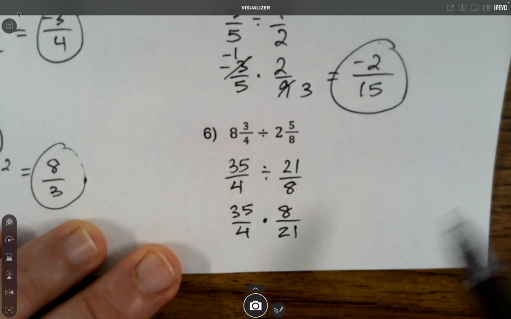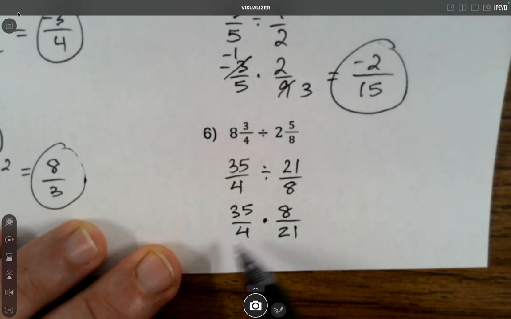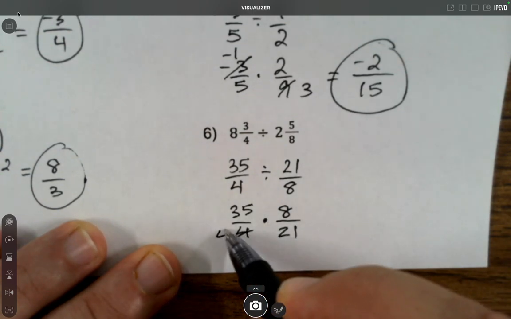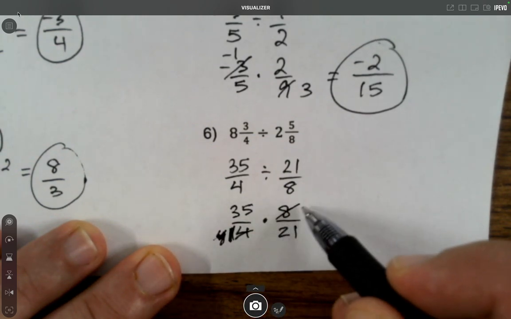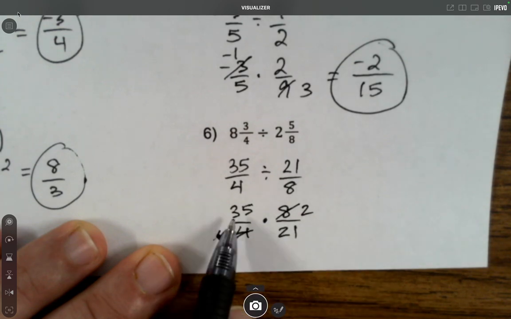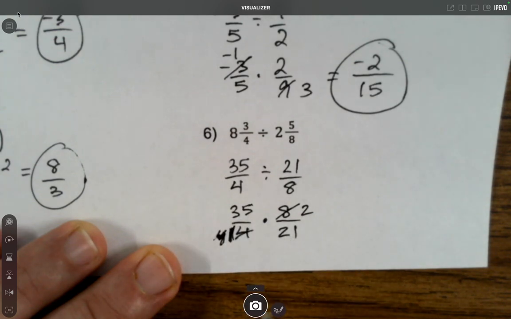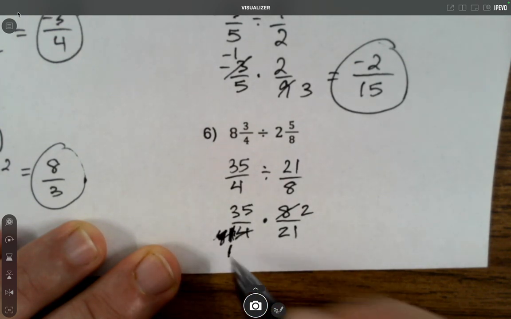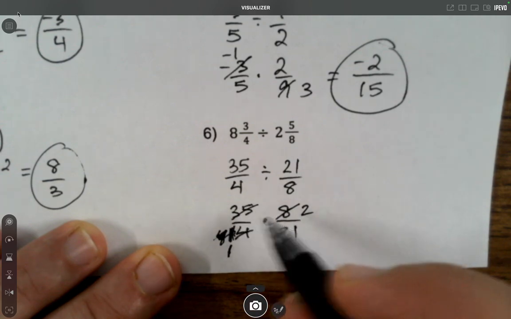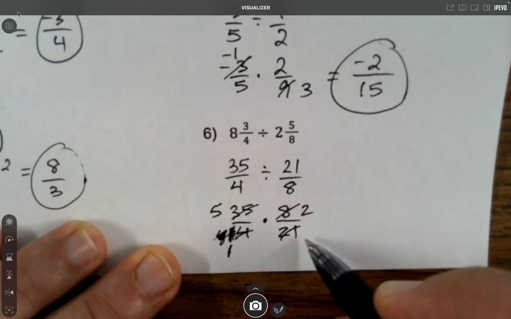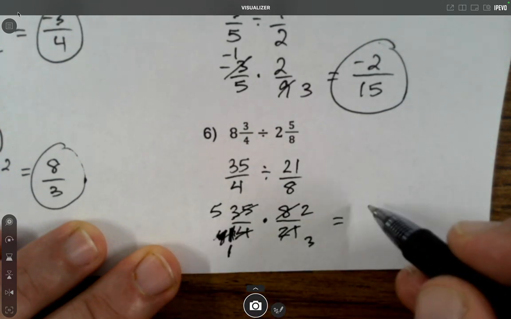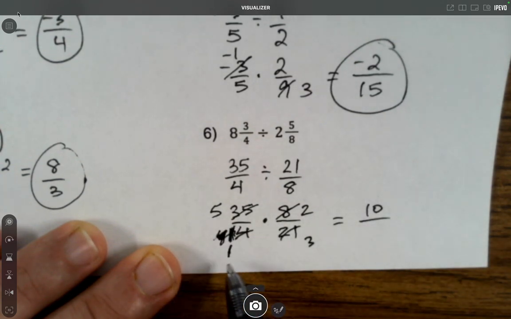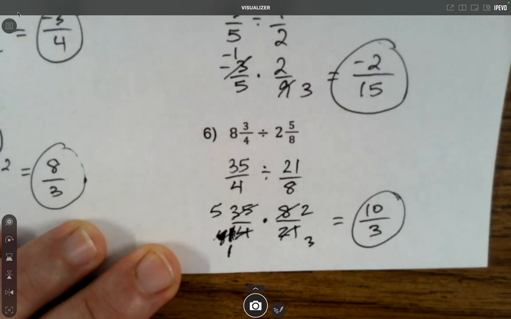But back to this problem, we have a lot we can cancel out. 8 and 4 are both divisible by 4. Sorry, so that'd be 1. 8 divided by 4 is 2. 35 and 21 are divisible by 7. Just make sure it's clear, that's a 1. We divide this by 7, we get 5. Divide this by 7, we get 3. So now we can multiply 5 times 2, that's the numerators. 1 times 3, that's the denominators. We have our answer.